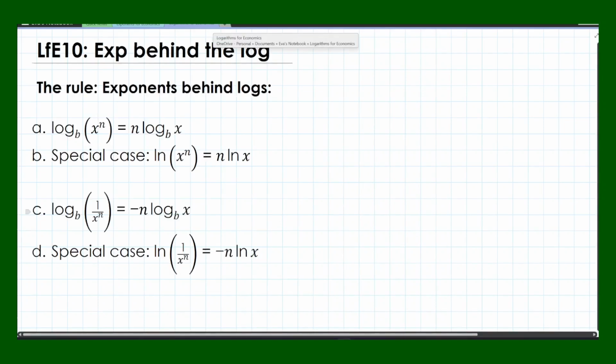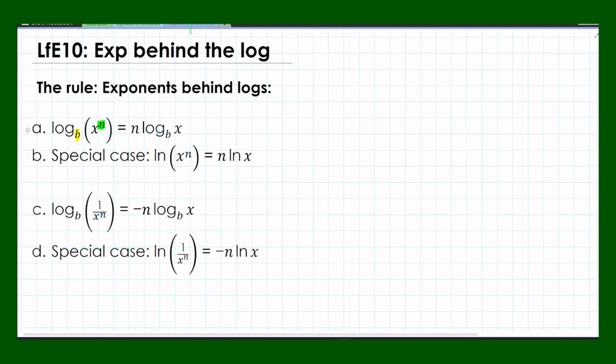If I have some log with base b, a generic log base, and behind that log I have some number raised to an exponent of n, then that is going to be equal to that exponent brought in front of the same log. A special case of it is when we use the natural logarithm, ln. So ln x to the n is just going to be equal to n times ln x.